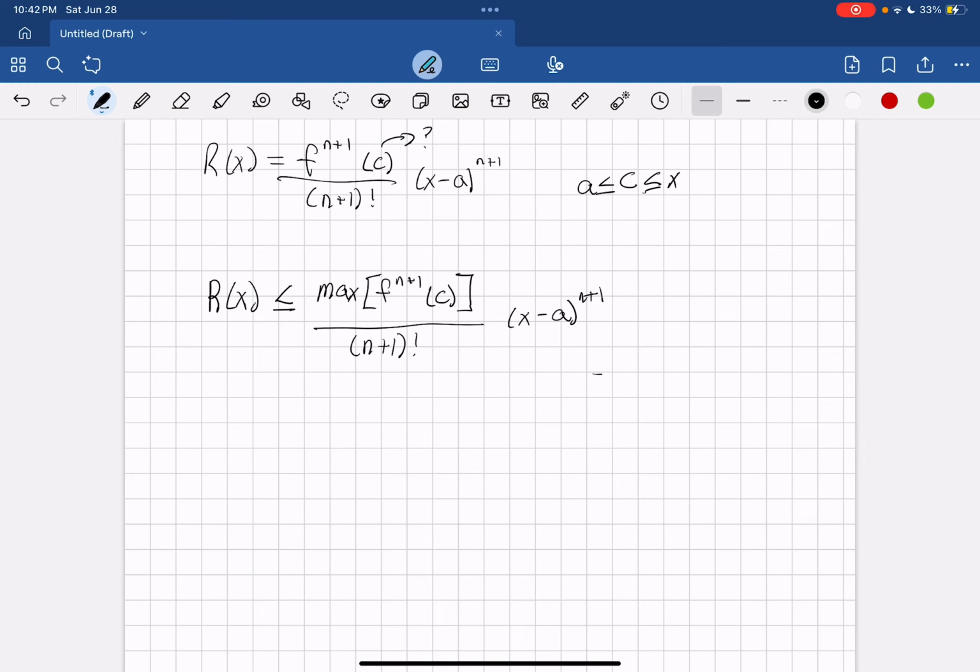And this is our final solution for the Lagrange error bound, where this max term comes in because we don't know what c is. We just know it's between a and x. So if we find the maximum value of the n plus 1 derivative, where c is between a and x, we can get some sort of bound on what the error could have been. And this is a very useful formula in finding the accuracy for a Taylor polynomial approximation of n terms.